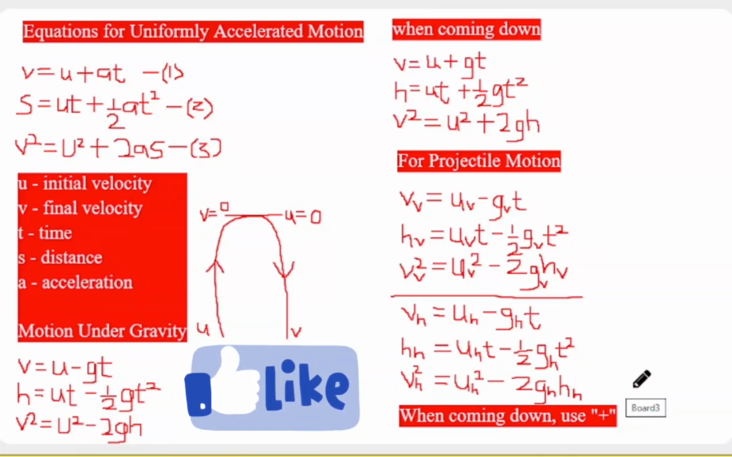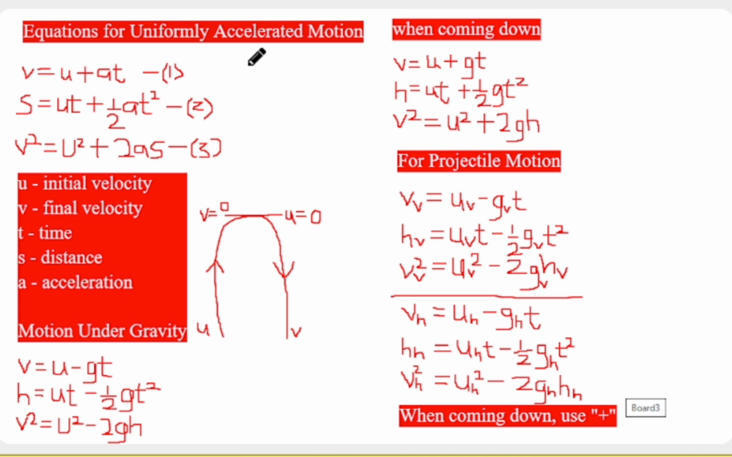Equations of uniformly accelerated motion, that is, for objects that are moving in a straight line, that is, objects that are moving on the ground. We can write that v is equal to u plus at. That is equation 1. I will tell us what each of these parameters represent.